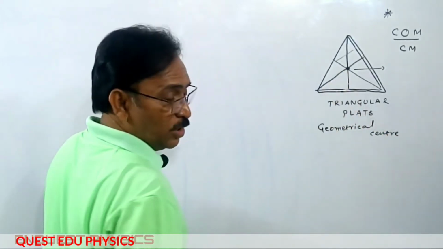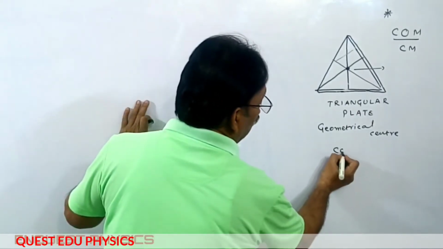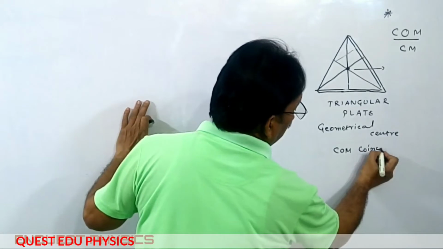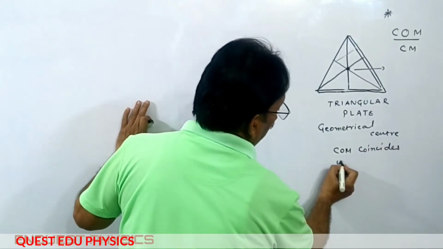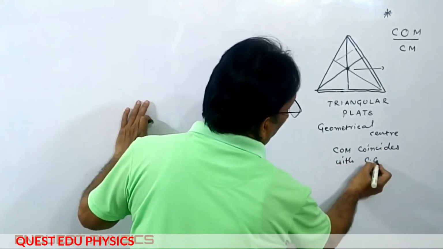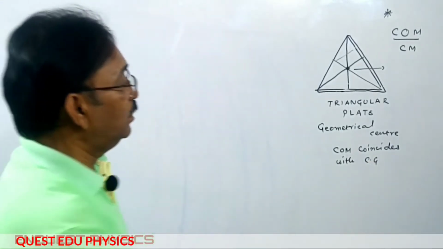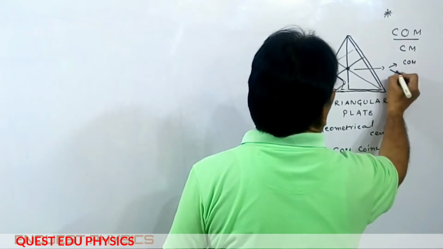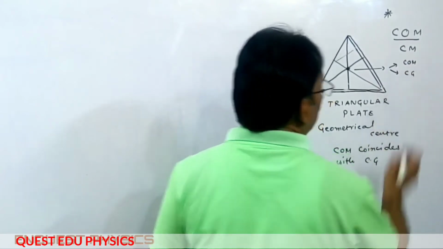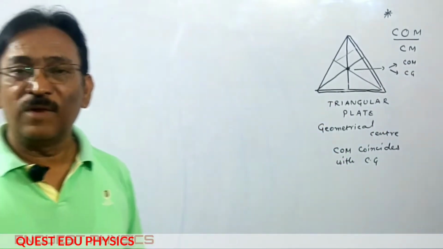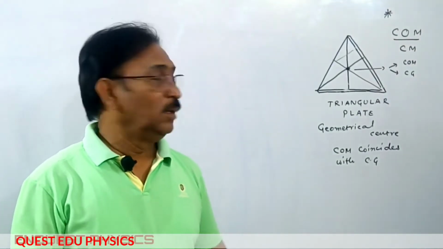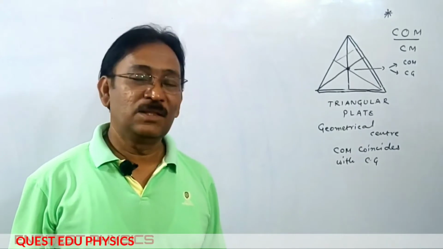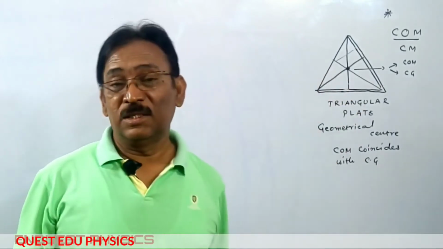It is a regular shaped body, so the center of mass coincides with the center of gravity. That means this position is both the center of mass and the center of gravity, students. I told you the center of gravity is the point where the entire weight of the body is supposed to be concentrated.